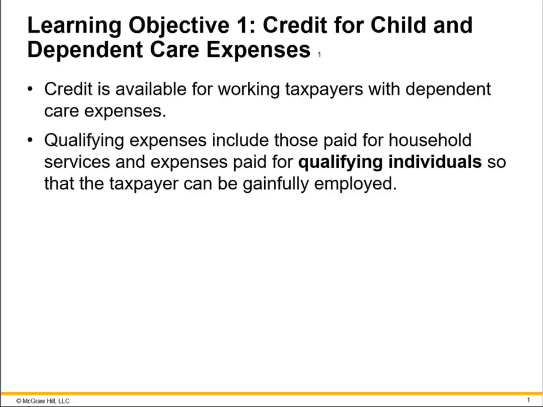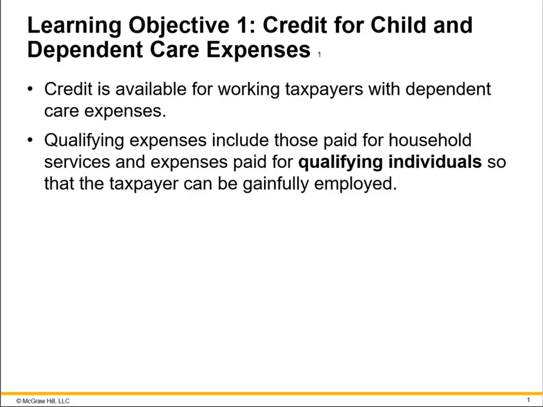So this first one is a credit for child and dependent care. It used to just be child care, now it's dependent because it can apply to someone who is disabled. But typically the idea is you need to pay someone to watch the kids or take care of the kids while you work.